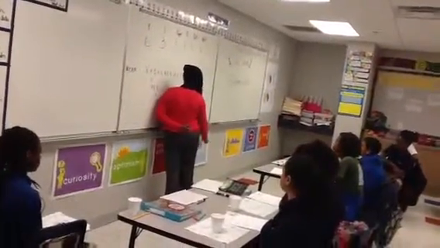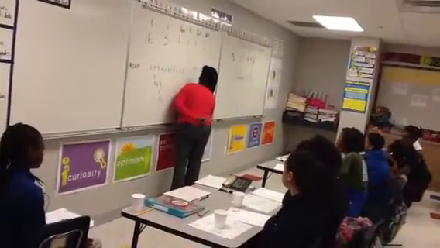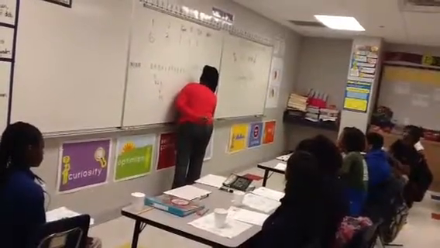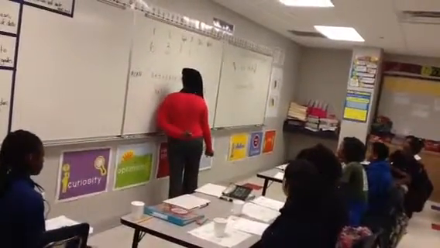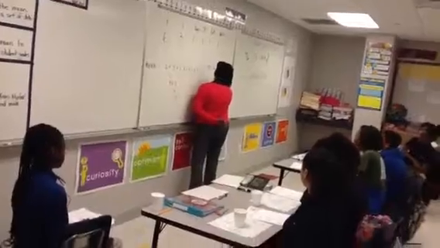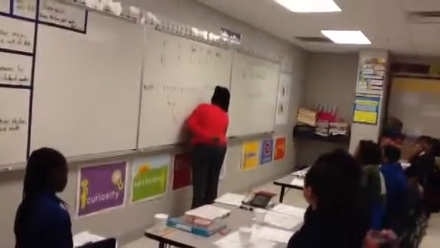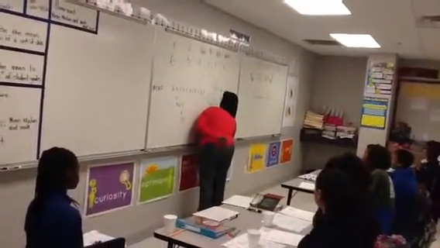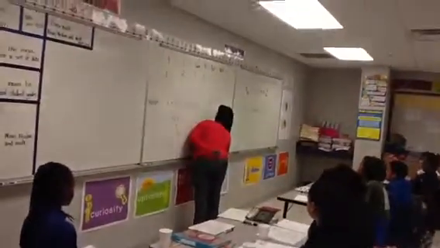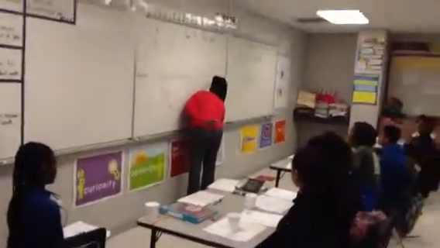6 times 1 is what? 6. 4. Okay. Can 6 go into 40? Yes. Okay. 6 times 6 is what? 36. All right, so this is going to actually repeat, okay?